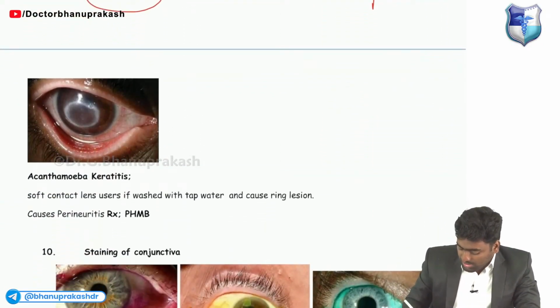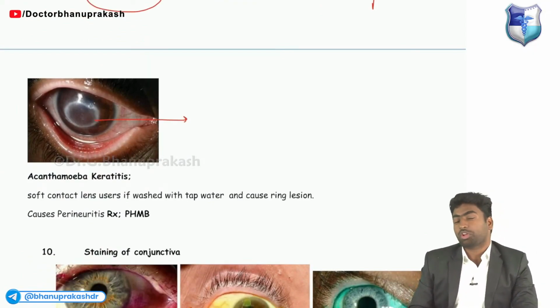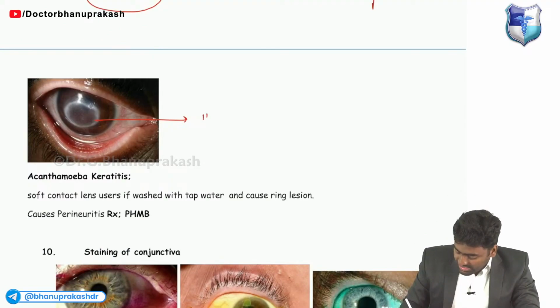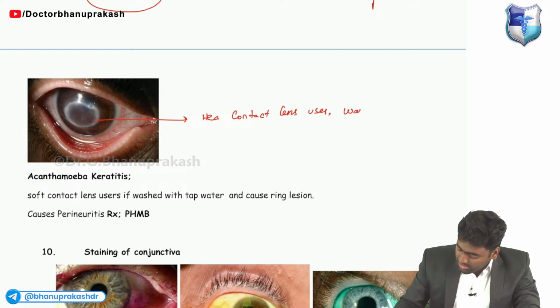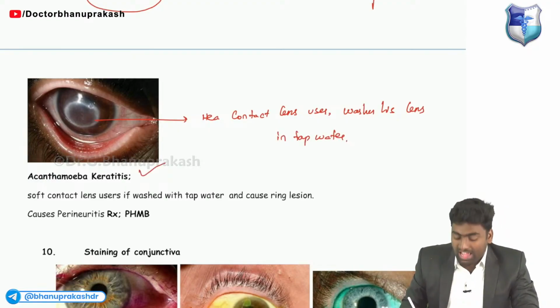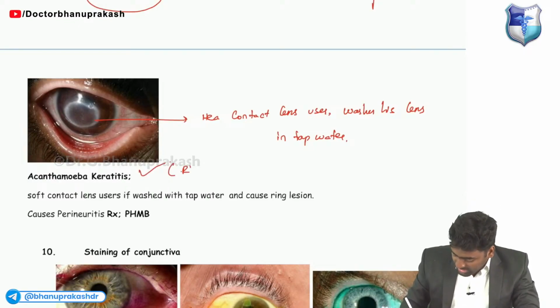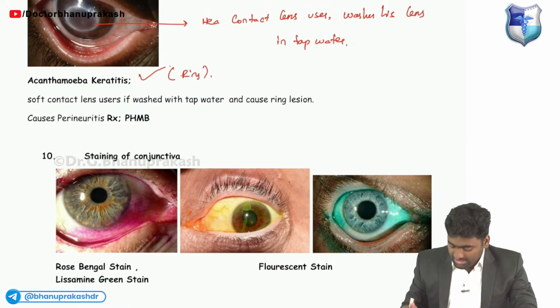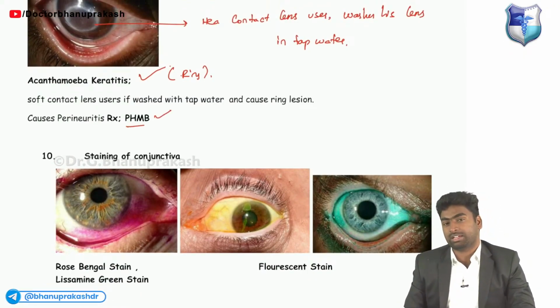Fine. And next, you saw a patient who presented with a ring-shaped ulcer, and he is a contact lens user who washes his lens in tap water. So this is the diagnosis of amoebic keratitis, which shows this ring-shaped ulcer. In a case of Acanthamoeba ulcer, we'll use PHMB as a treatment modality.